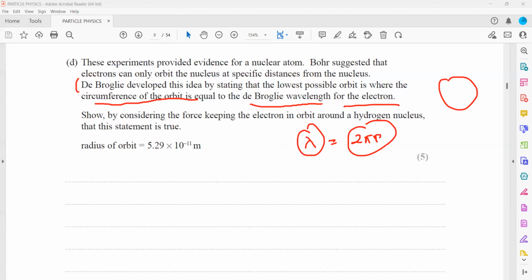So the radius is given. For hydrogen, there is one proton and only one electron around it. The de Broglie wavelength lambda is equal to h over mv, or h divided by p, where p is the momentum. And we need to work out the value of v.